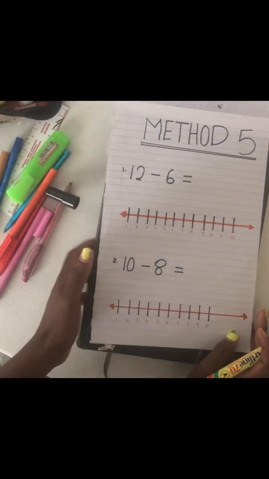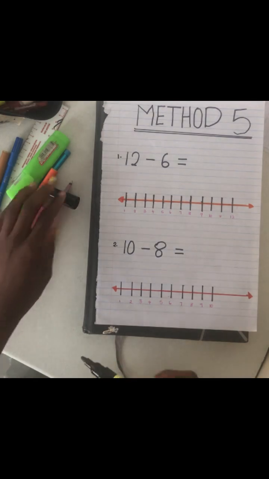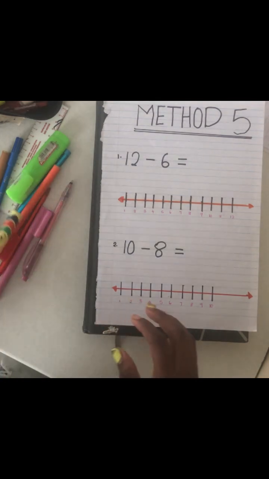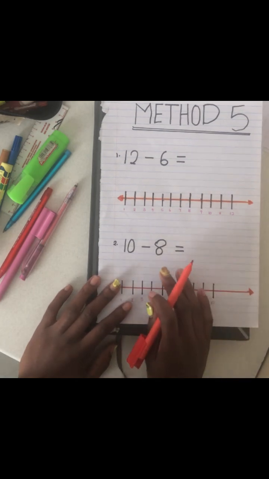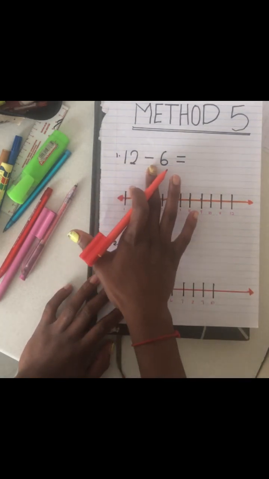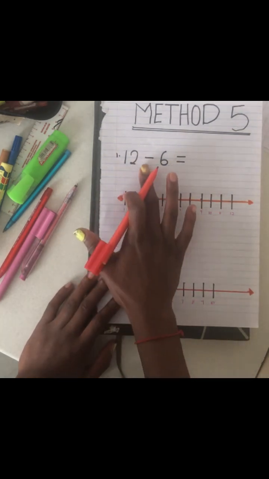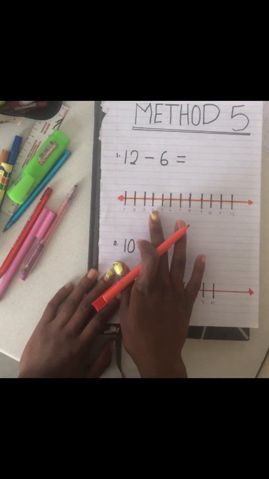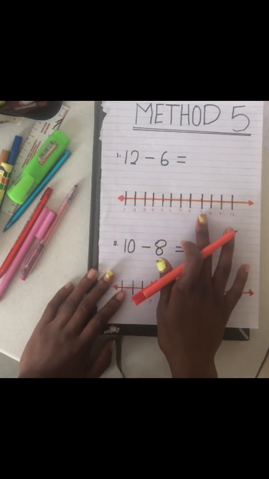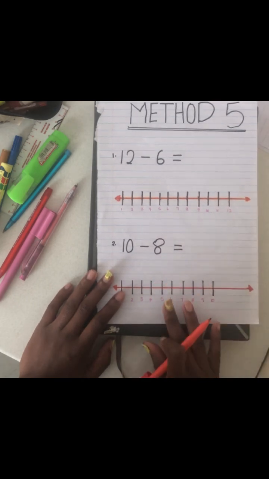So the fifth method is the line number method. So number 1 says 12 minus 6, right? We have the line here that has 1, 2, 3, 4, 5, 6, 7, 8, 9, 10, 11, and 12. So it's 12.